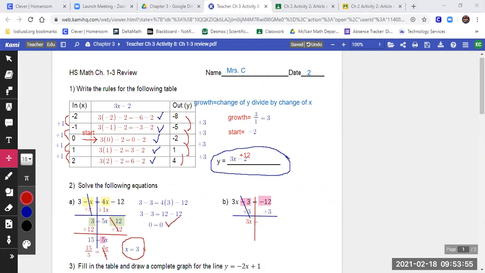It's not the same sign. Okay, if it's not the same sign, we subtract, and then what? Subtract and do what? Get the sign from the bigger number. So are we going to be positive or are we going to be negative?